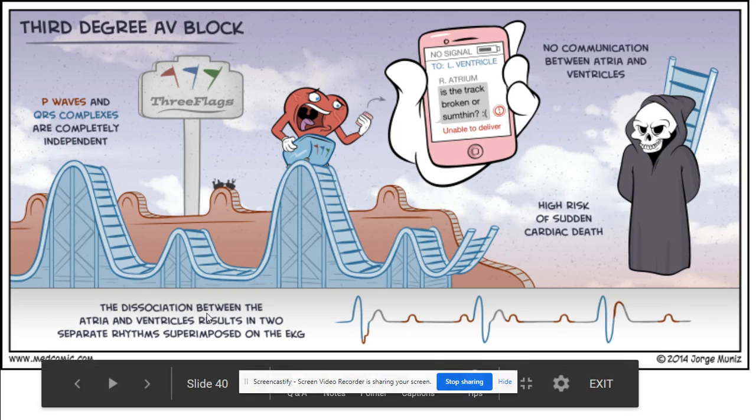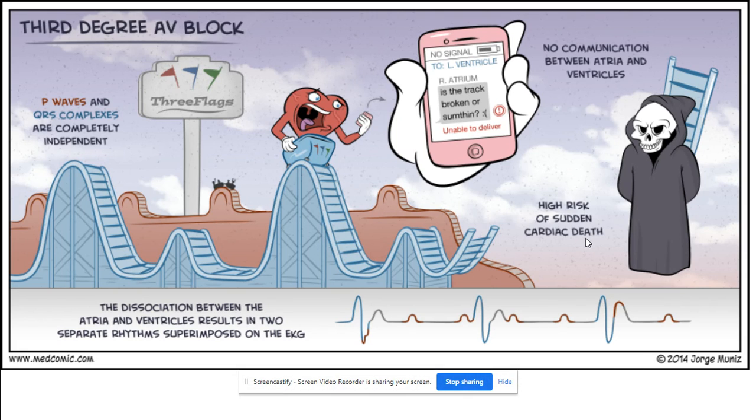Okay, the disassociation between the atria and the ventricles results in two separate rhythms superimposed on the EKG. So there is a very high risk of sudden cardiac death with this because perfusion is minimal. So the brain's not getting good oxygenation because the heart is not effectively pumping. So there's no communication between the atria and the ventricles. And here on the cell phone, the right atrium is saying, is the track broken or something? And it says unable to deliver. So there's no communication.